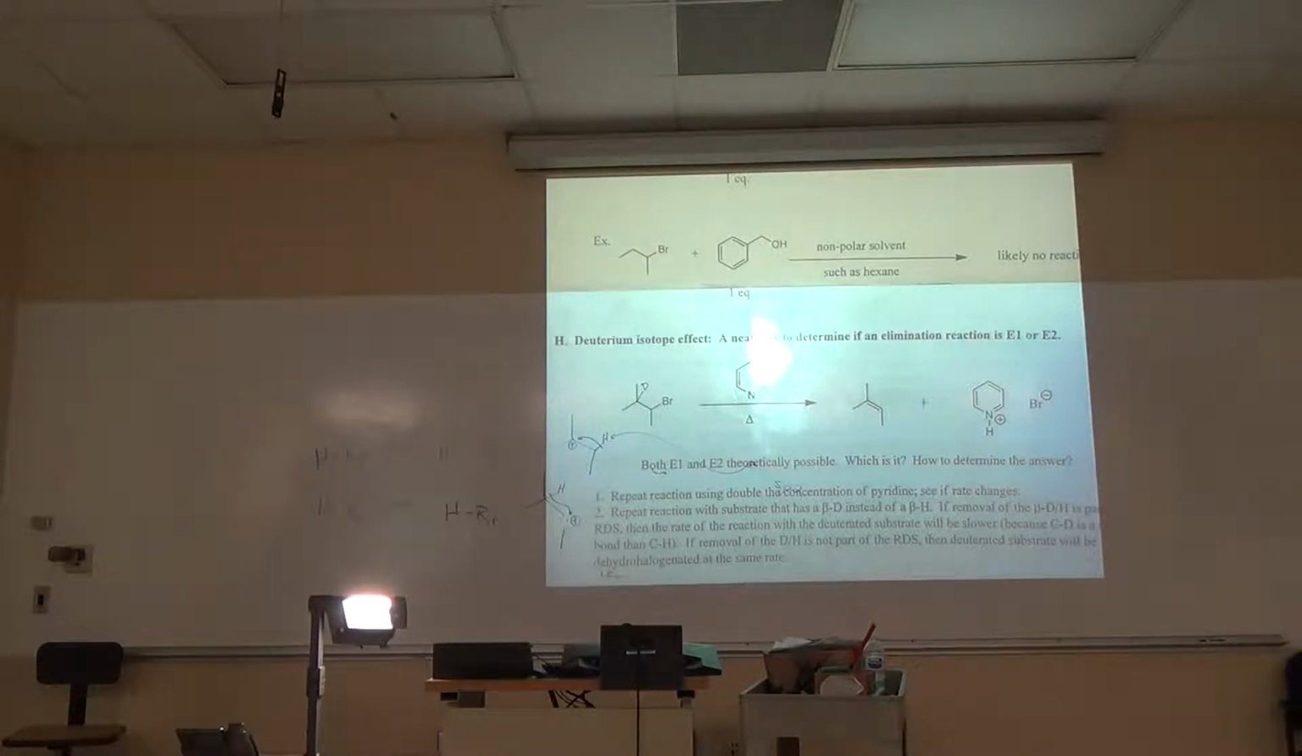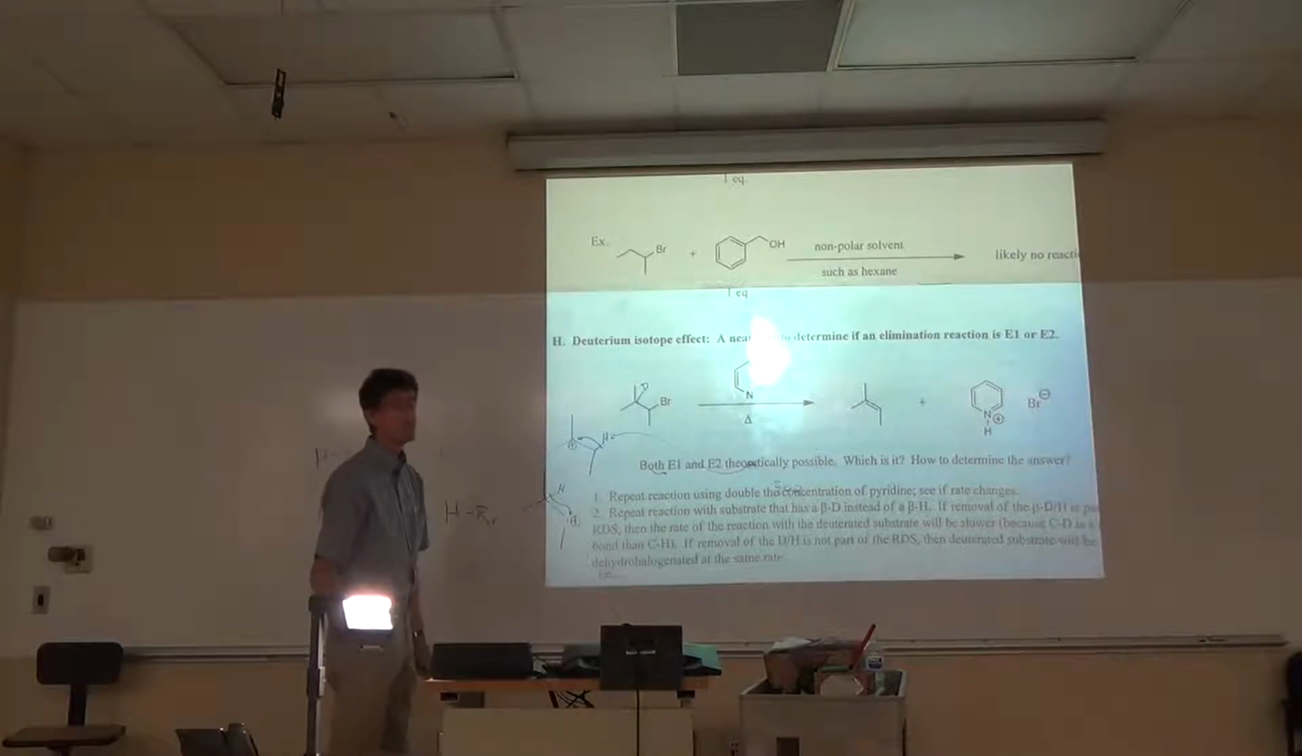You can change that to a deuterium, and then look at the rate. This is called a deuterium isotope effect. Again, you're studying rates, but you're looking at not a change in concentration, but a change in the bond strength. Having a stronger bond is only going to matter if that bond is broken in the rate determining step.